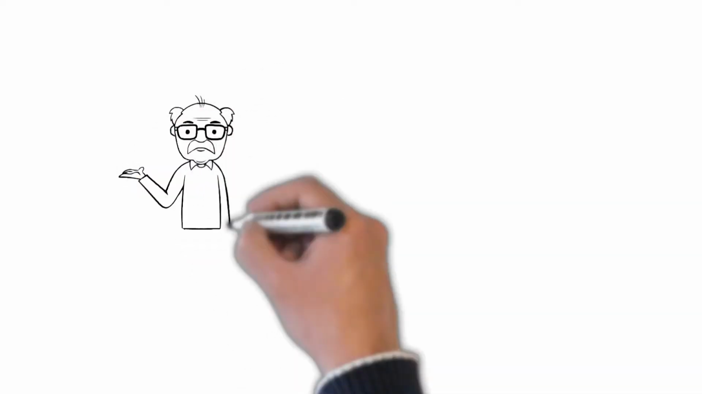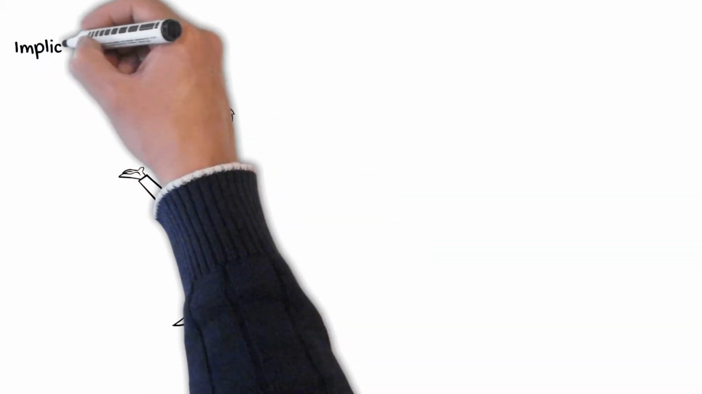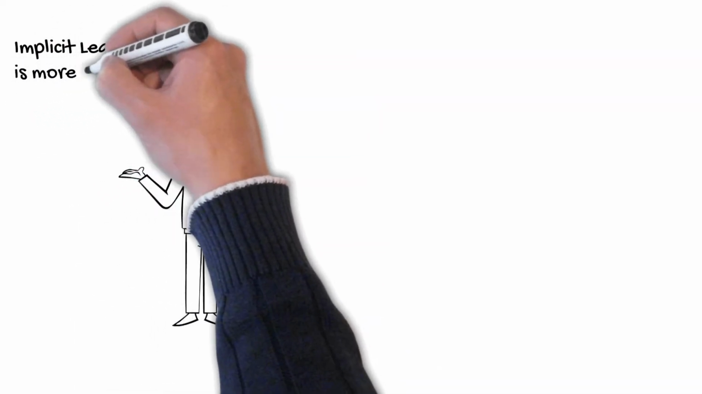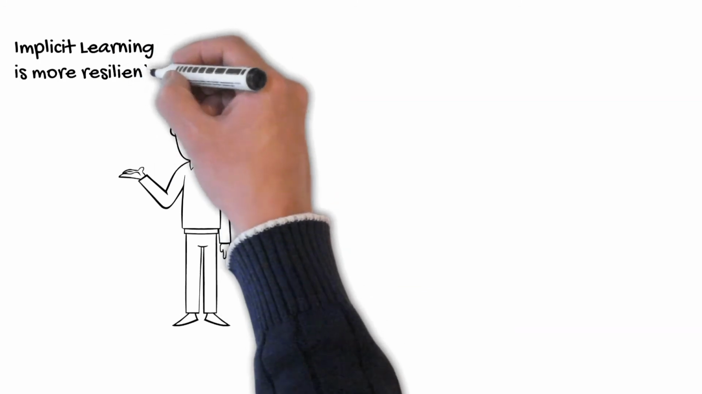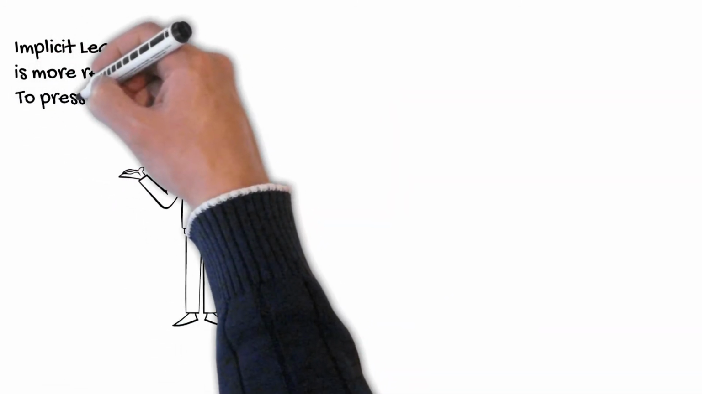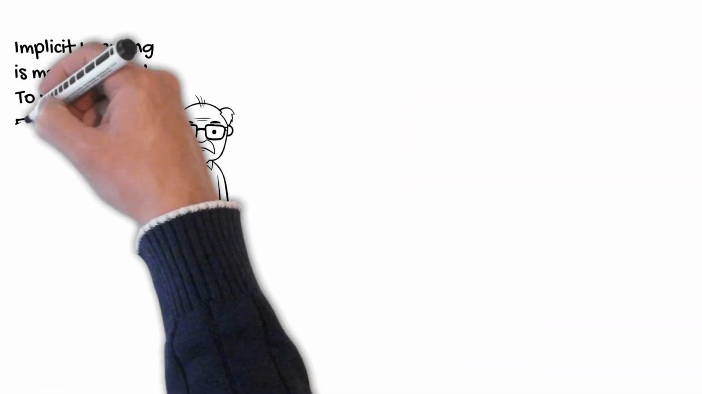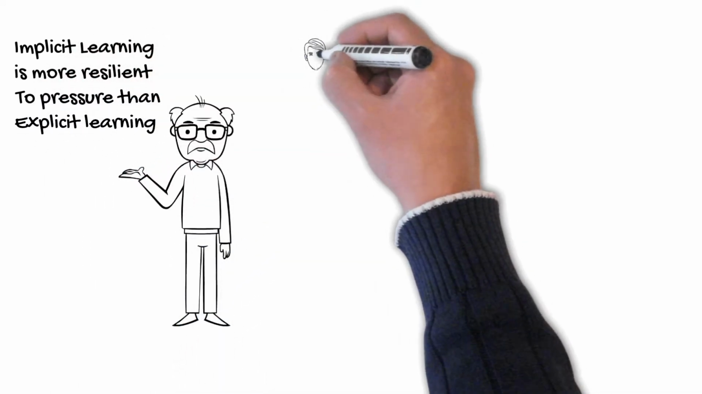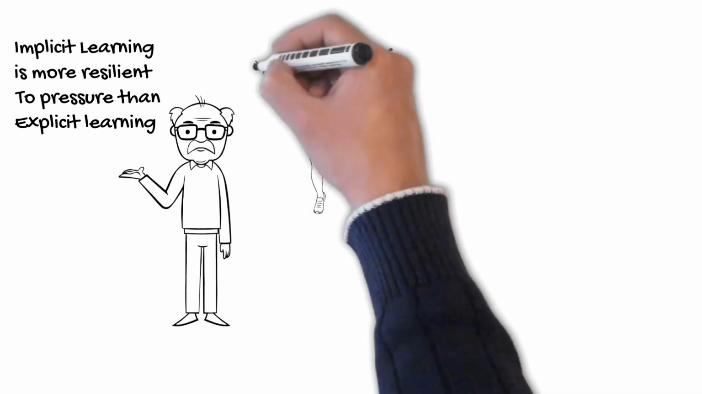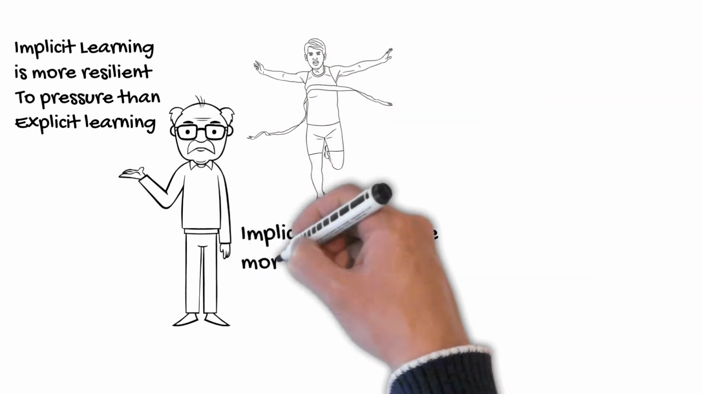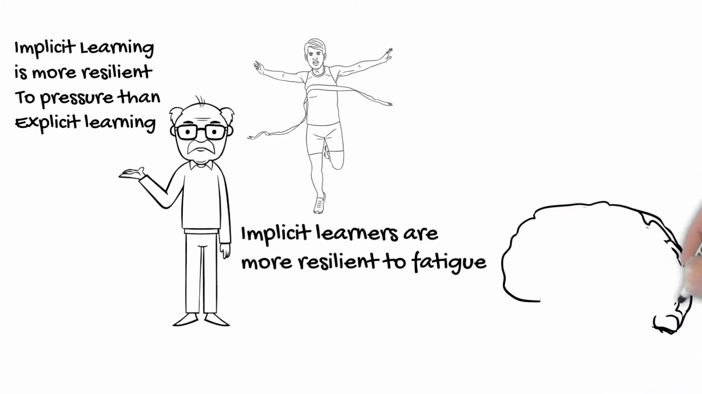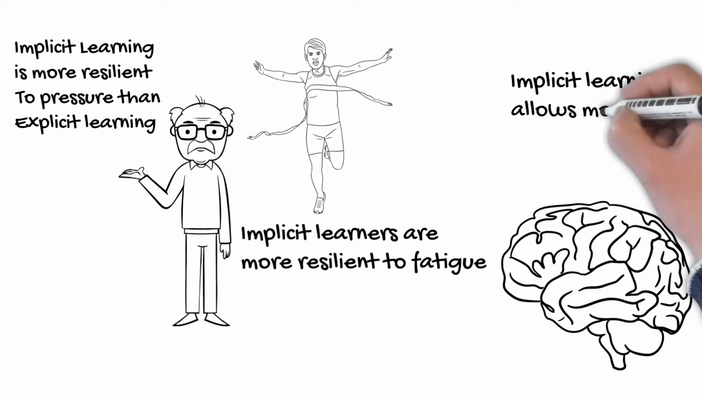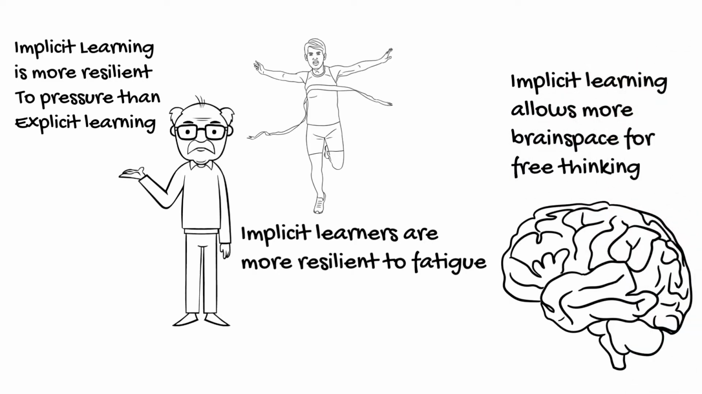Research has shown that implicit learning is more resilient to pressure, and athletes who do not have instructions from explicit coaching occupying their brain have a decreased reliance on coaching and are less susceptible to choking. Other benefits include increased resilience to fatigue, allowing athletes to go further. Implicit learning occupies less attention in the brain, allowing the athlete to receive and process relevant information to anticipate play and make better decisions before executing skills.